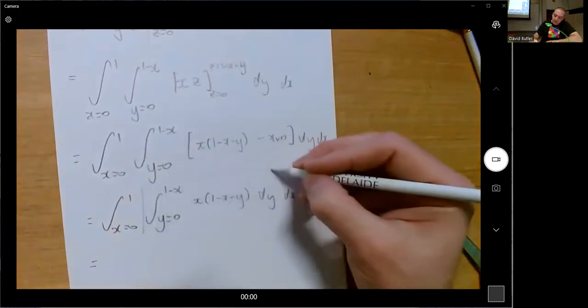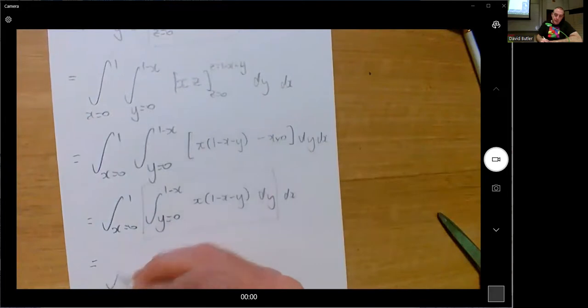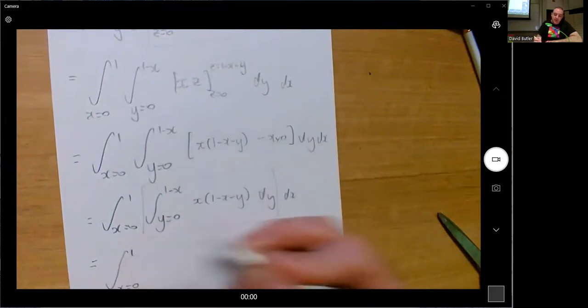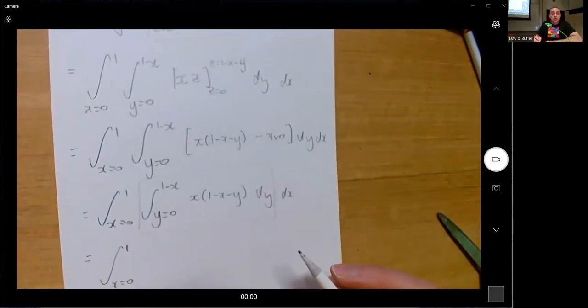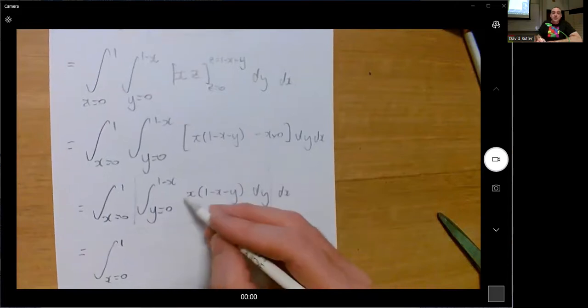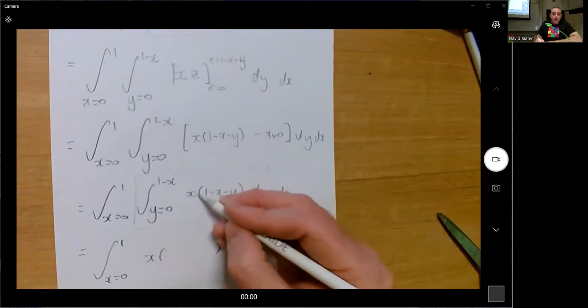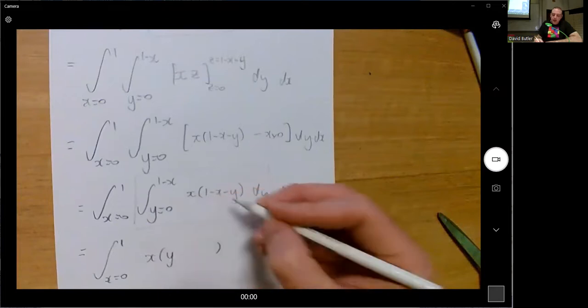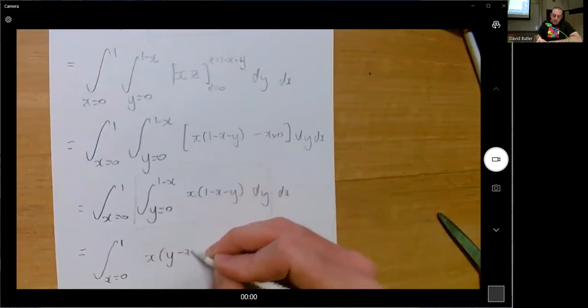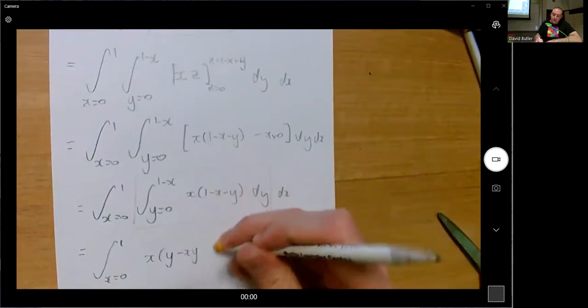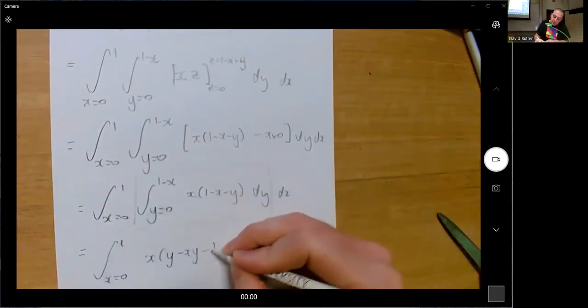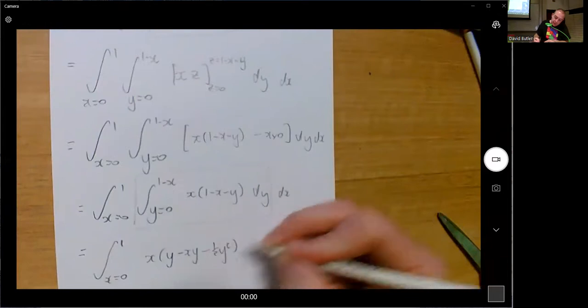So now I'm going to do this integral. And the x still counts as a constant in this integral. And so the x is multiplied on, so it will still be there afterwards. And the integral of 1 with respect to y is y. And the integral of minus x with respect to y is minus x times y. And the integral of y with respect to y is a half of y squared.